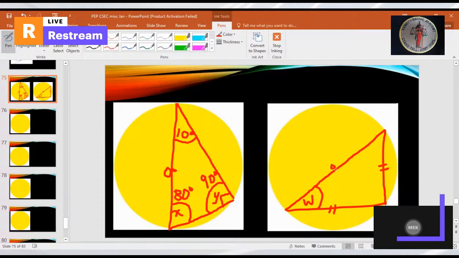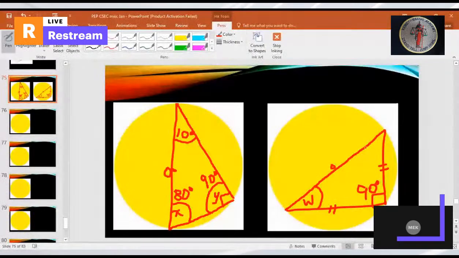The O here tells us that this is the origin. Therefore, we know that this is the diameter. Therefore, we know that this is a right angle. That's 90. Since we have two strokes here, two strokes here, that's what tells us that this is an isosceles triangle. Once you see these two strokes, it means these two lines are equal.